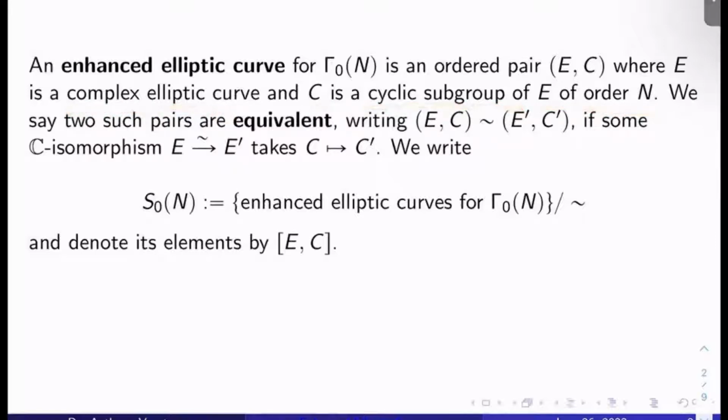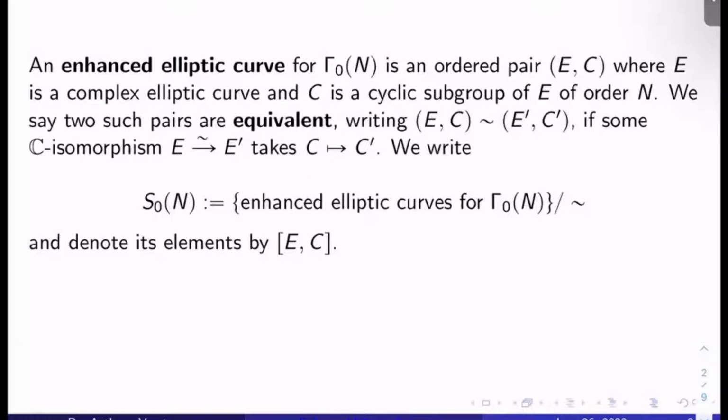Remember, E is an abelian group under addition, and so this makes sense. We can have cyclic subgroups of E, specifically of the complex points of E. We say two such pairs, let's say E, C and E prime, C prime, are equivalent, and we'll write (E, C) tilde (E prime, C prime), when there is a C isomorphism from E to E prime that takes C to C prime. Very simple, right? In other words, we take the level n structure of E to the level n structure of E prime.